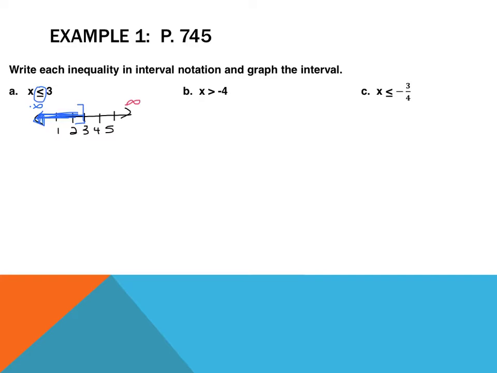So once you've drawn it on the number line, your interval notation is going to be exactly what your number line shows you. So it's going to be negative infinity, and we always use parentheses for infinity, and then 3. And if the 3 has a bracket on the number line, it's going to have a bracket on your interval notation as well.